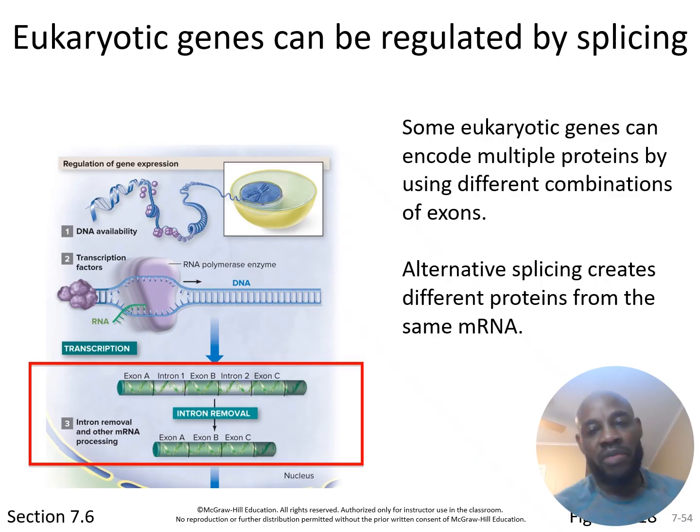So eukaryotic genes can be regulated by splicing as well. Some eukaryotic genes can encode multiple proteins by using different combinations of exons. Alternative splicing creates different proteins from the same mRNA, so it's very efficient. If I need a certain protein, I can use one copy of mRNA and use that to make different proteins depending on how I process that mRNA.